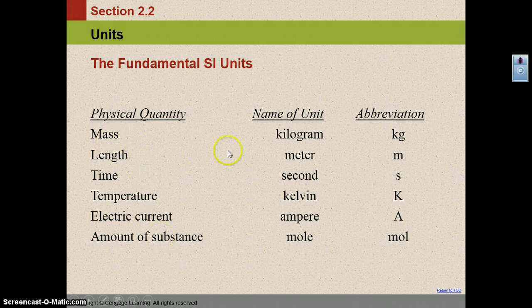For mass, we use the kilogram as the basic fundamental unit, and the abbreviation is kg. For length, we use the meter, which is m. Time, which is universal, is the second, which is s. Temperature, the SI unit is Kelvin, and we use a capital K. Electric current is ampere, capital A, and the amount of substance is a mole, and it's abbreviated mol. Knock off that one letter and use the abbreviation.